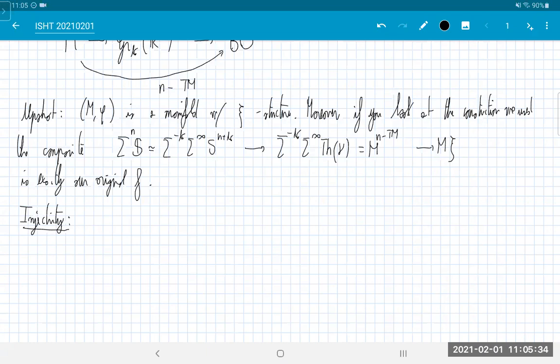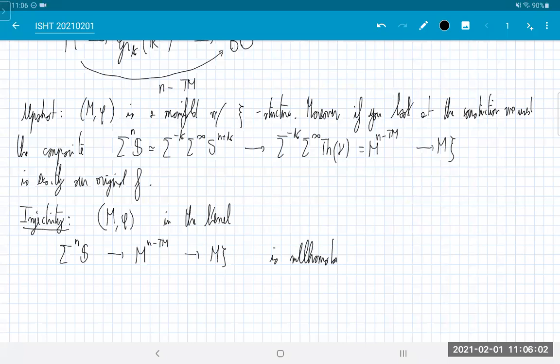Okay, everyone ready? We can go. Okay, so we have phi in the kernel. And we want to show that it is a boundary. So what does it mean to be in the kernel? It means that this composite map here is null homotopic. Okay.